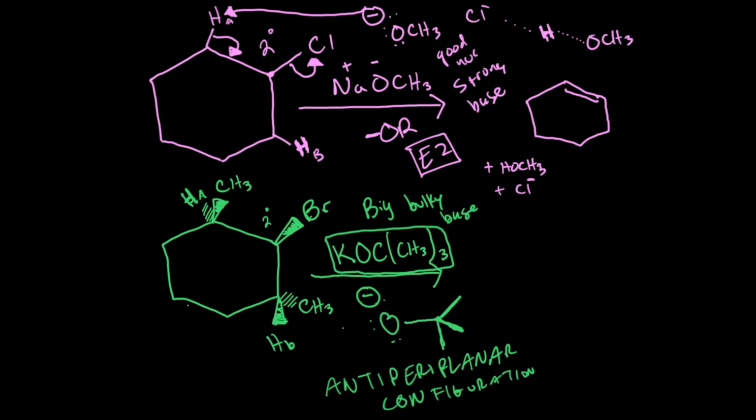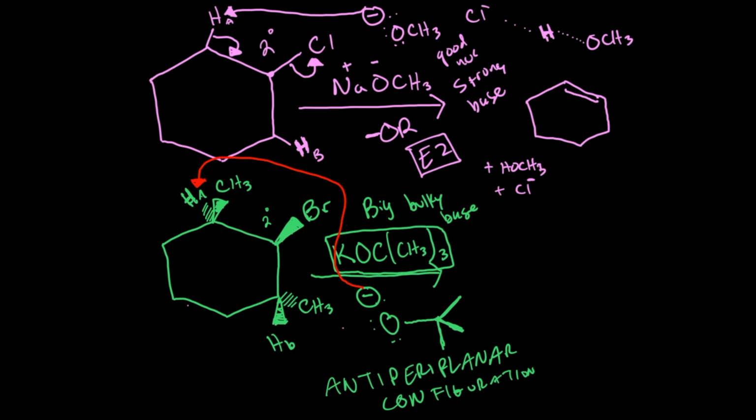Okay, now this means that our big bulky base is going to want to grab something that's as far away as possible from our leaving group. So if our leaving group is pointing out of the board, it's coming at you, then the big bulky base is going to want to grab a hydrogen that's going away from it. Notice how this one is 180 degrees pointing away from the board, while this one is coming out of the board. Okay, so these are as far away as possible from one another. That means that this group is going to want to grab this hydrogen, not hydrogen B.